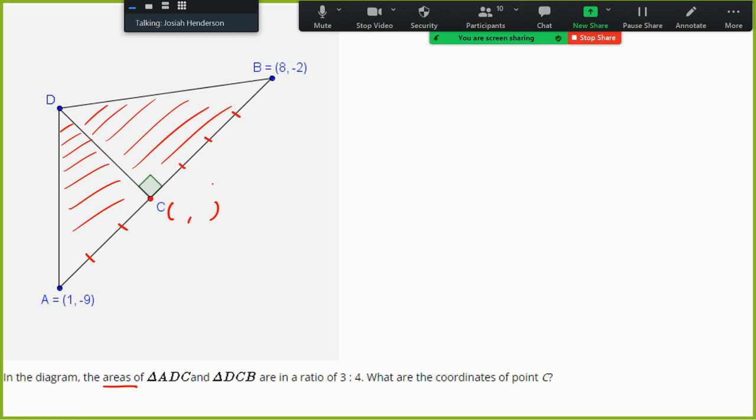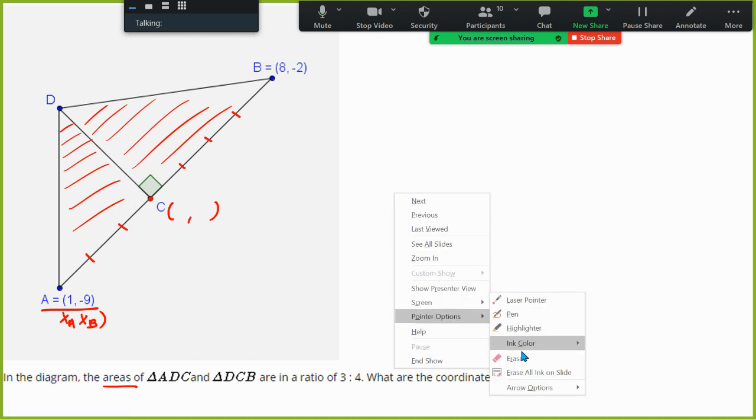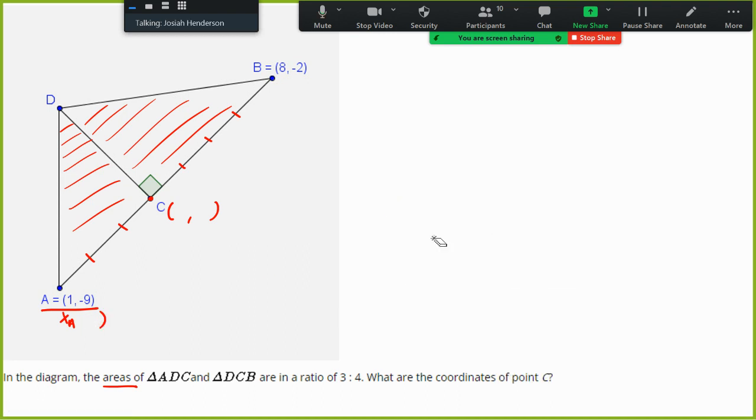Okay, so how are we going to find it? Well, they gave us point A and they gave us point B. That is x of A and x of B. Oops, no, it's not. It's x of A, y of A, x and y. My bad. And they gave us point B, which we'll need too. Here we go. So this is x of B, y of B.